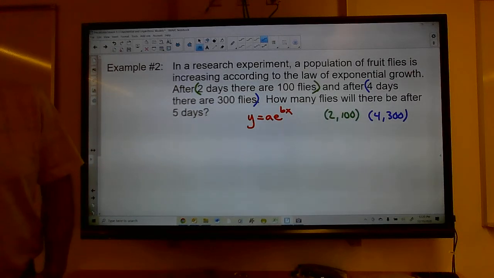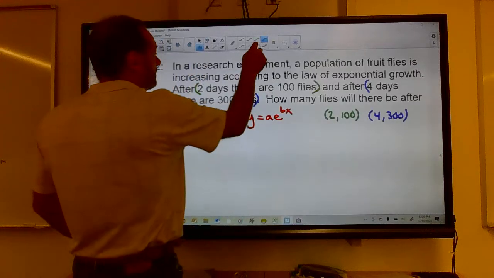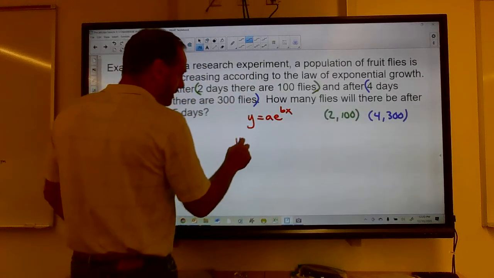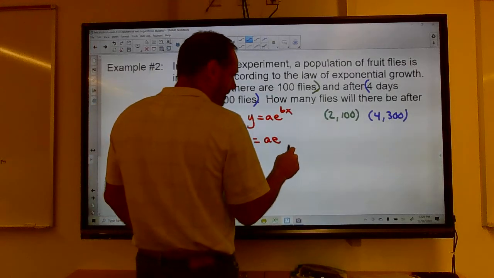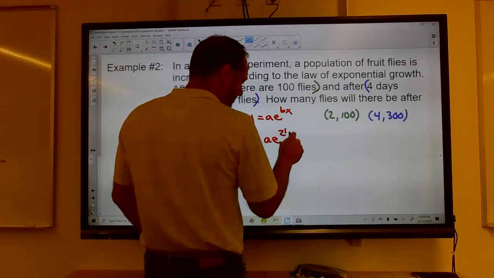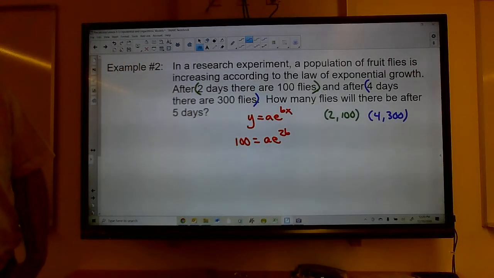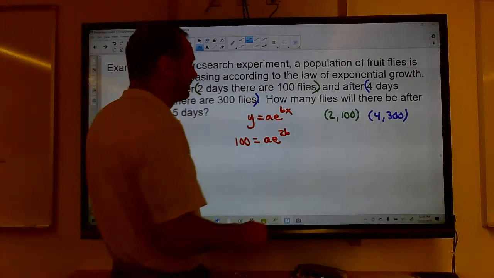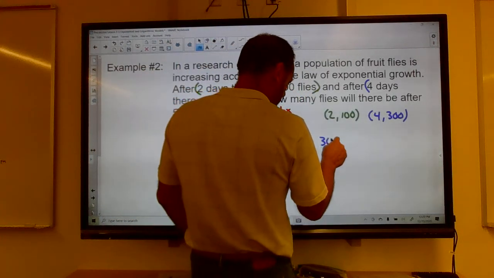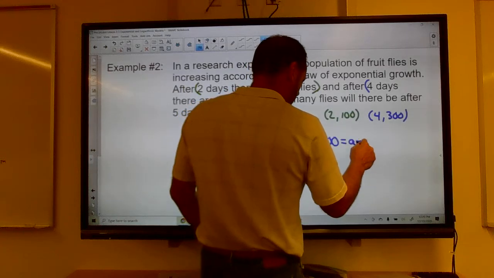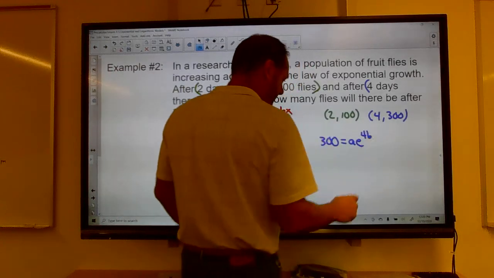So the first thing I'm going to do is take these and plug them into the equation. So I'm going to get 100 equals a e to the 2b power. And then I'm going to plug them into the other equation. So over here I'm going to get 300 equals a e to the 4b power.